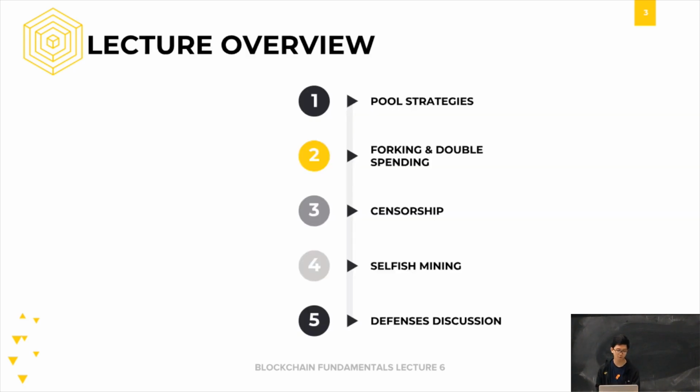So a quick overview of what we'll be covering today. I'll start by talking about mining pool strategies, forking and double spending, specifically double spending in the context of a blockchain level, and then we'll talk about censorship. And then Jillian will take over and talk about selfish mining, and she'll cover a few defenses for these types of attacks in an interactive discussion setting.